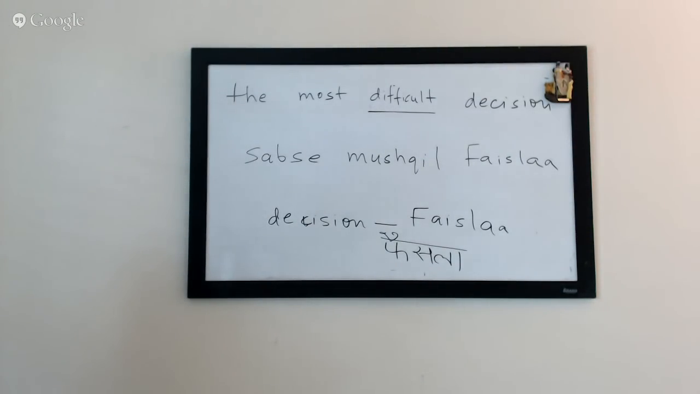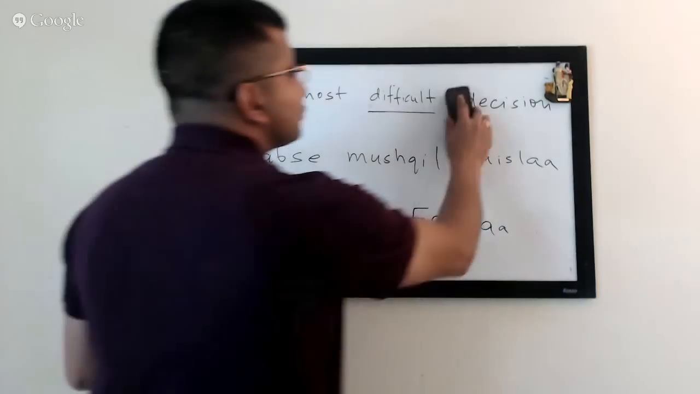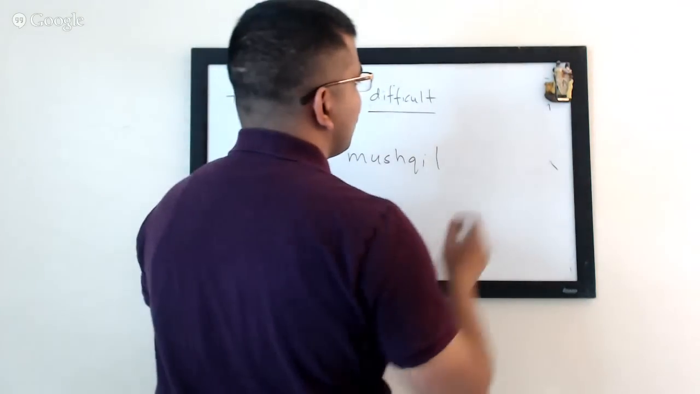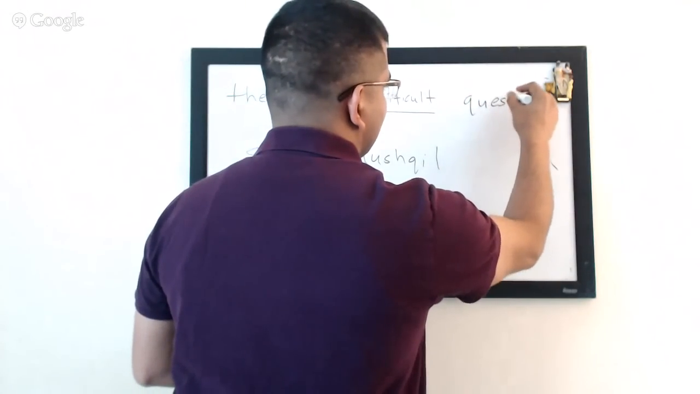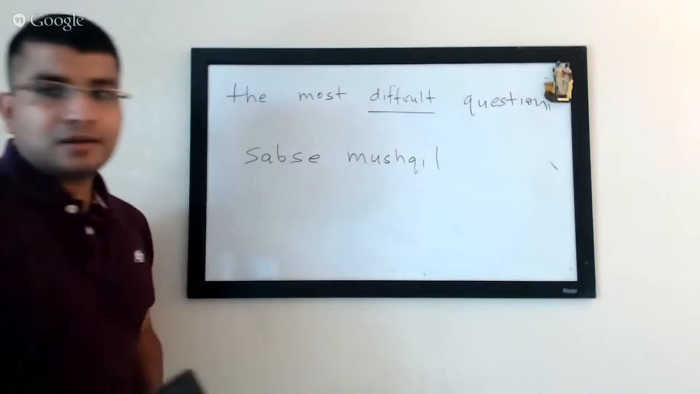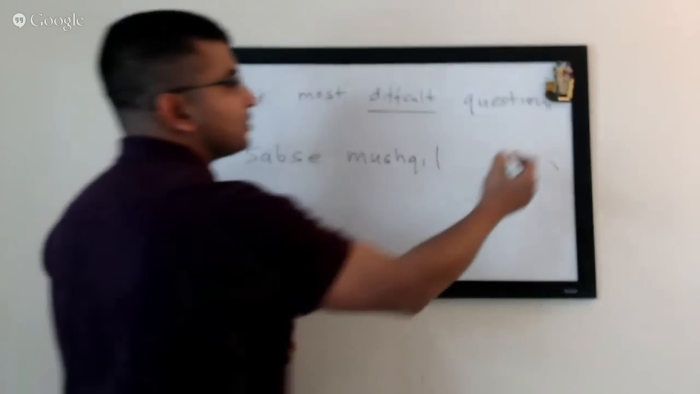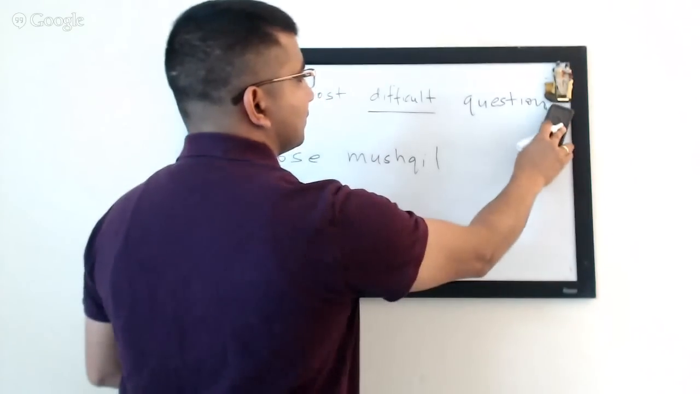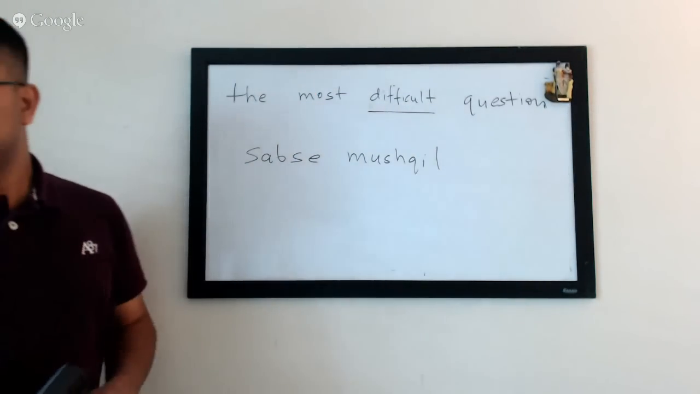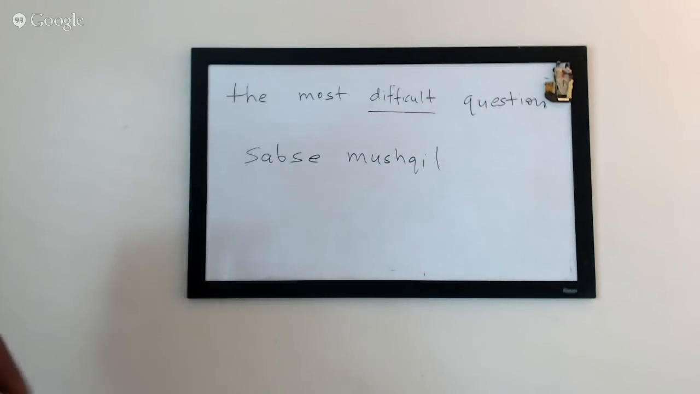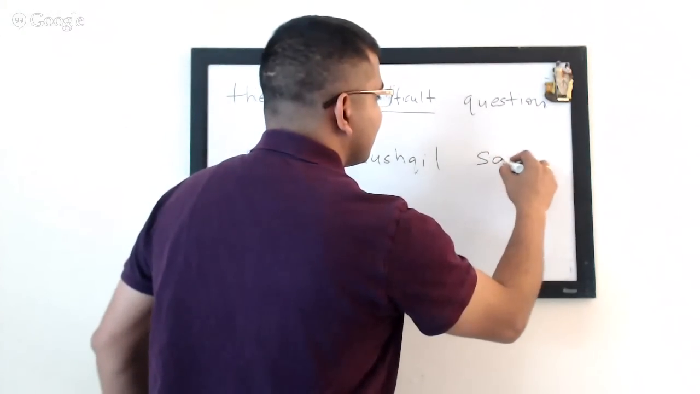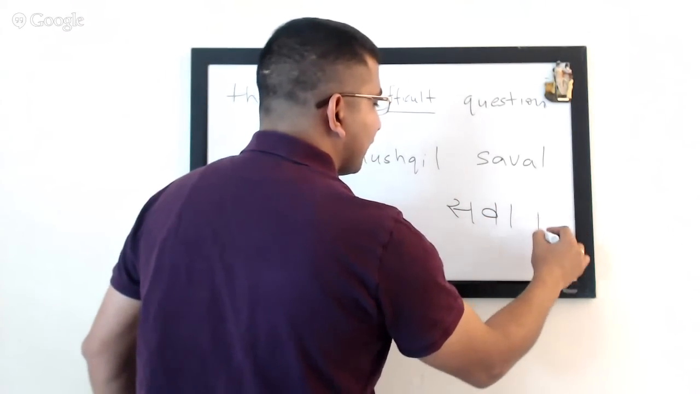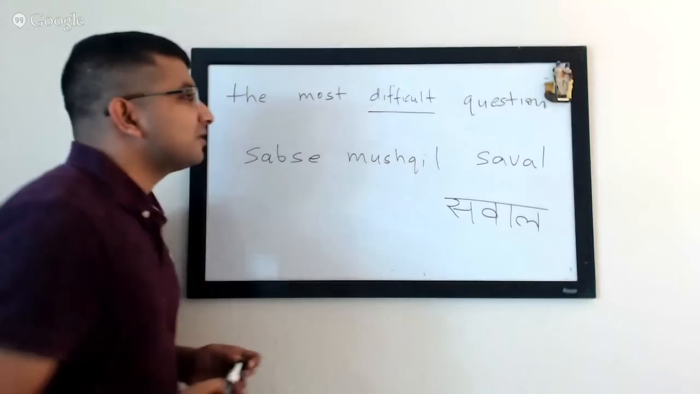Okay, and I think the last one here now is the most difficult question, or problem. The most difficult question. Very good. So you said सबसे मुश्किल सवाल. So you have a sa, va with aa, and सबसे मुश्किल सवाल.